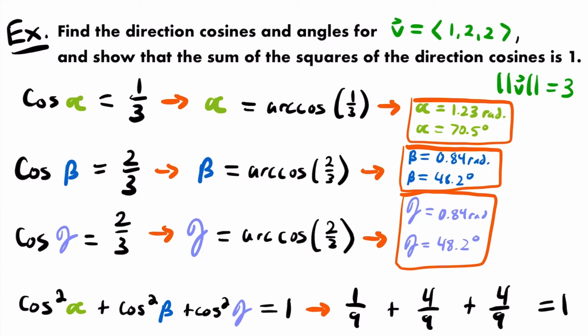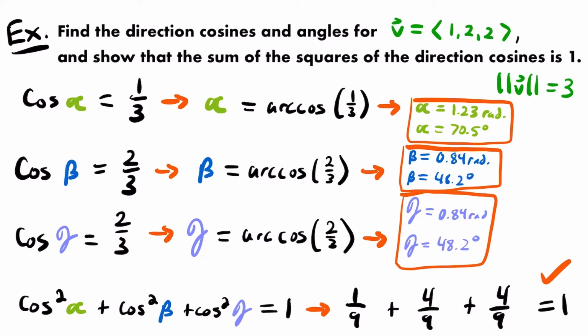All right, and so we have 1/9 plus 4/9 plus 4/9. All 3 of those fractions have the same denominator of 9, so we can add the numerators. And 1 plus 4 is 5, plus 4 is 9, so we have 9/9, which is just equal to 1. And so this checks out. We can now conclude that the sum of the squares of the direction cosines is 1. And if you have the right direction cosines, that will always be true for any vector. All right, the sum of the squares of those direction cosines will always be equal to 1. Okay, and so we showed that that was true for this vector.